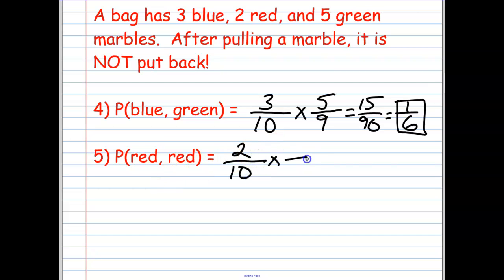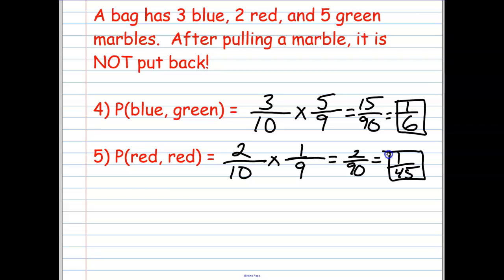Okay, when we reach back into that bag now, there are not 10 marbles anymore. Now there's only 9. And there's not 2 reds anymore, are there? Because we have one of them in our hand. So we're actually down to 1 red. And when we multiply them together, we get 2 out of 90, which simplifies down to 1 in 45. So not very good odds of pulling a red, holding on to it, and then getting that second red.